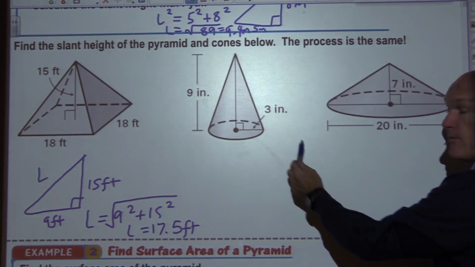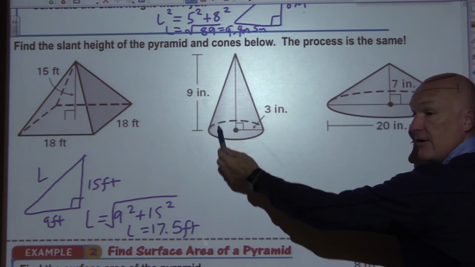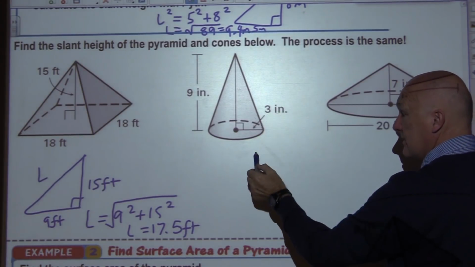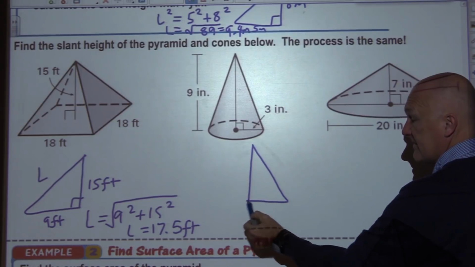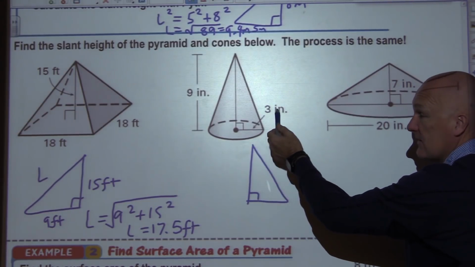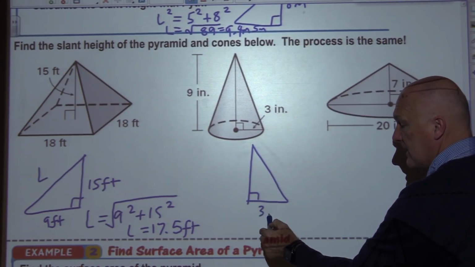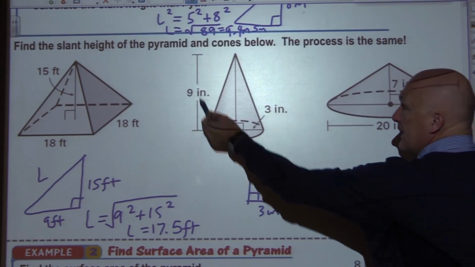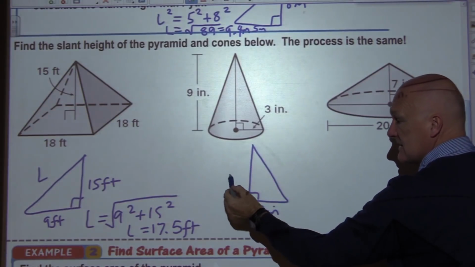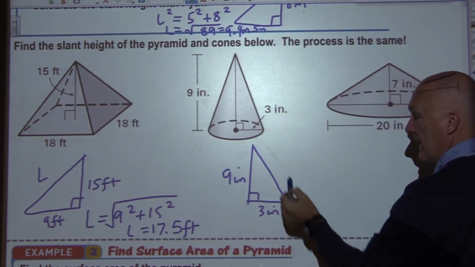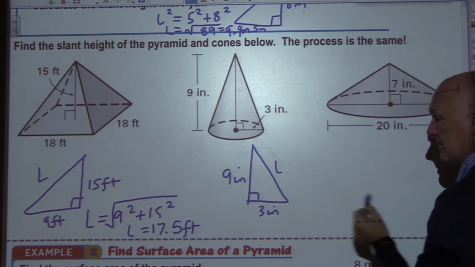Now we go to a cone. Remember, a cone has got a circular base, but it doesn't matter. We still get the right triangle. There it is. This time, this side is actually a radius, and we've been given it there. It's 3 inches. The height here, remember, it's from the vertex to the center of the circular base, is 9 inches. And again, we can find our lateral height.